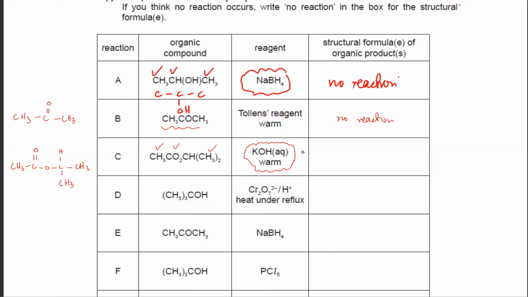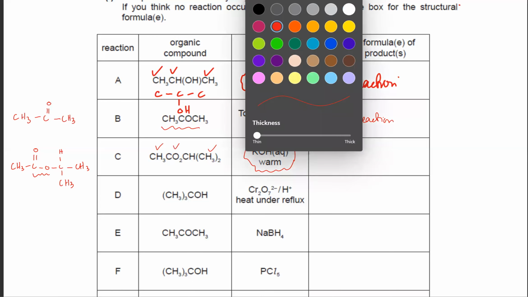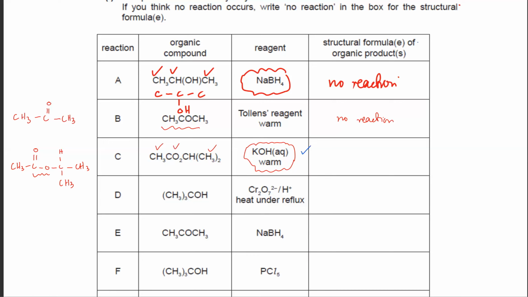Now here's an ester link. It's clearly an ester. He's saying you're heating it with an alkali, KOH aqueous, and you're warming it. So the ester is going to break. This part will turn into a carboxylic acid. It will become CH3, C double bond O, and OH. And this part over here will turn into an alcohol.